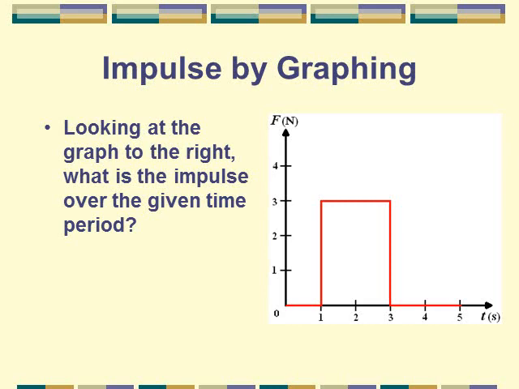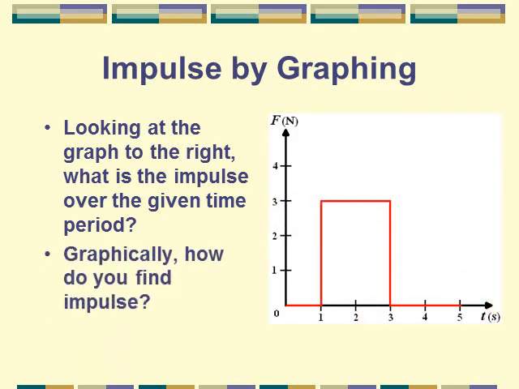If we look at the graph to the right, we have an impulse over a given time period, and you can see here that we have a force of 3 newtons that's applied for 2 seconds, from 1 to 3 seconds. So that area right there will give us the impulse, because impulse is net force times time. So that's 3 newtons times 2 seconds, which gives a total of 6 newton seconds. That's how we find impulse: we take the area under this graph, net force times time.